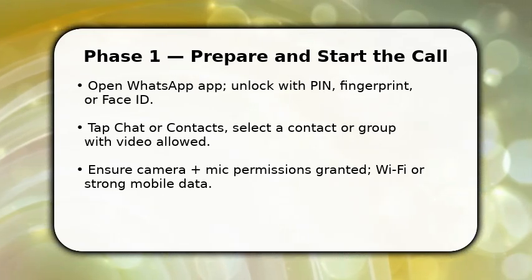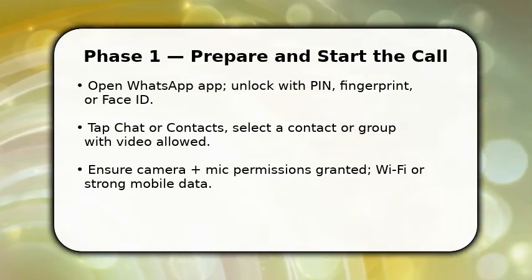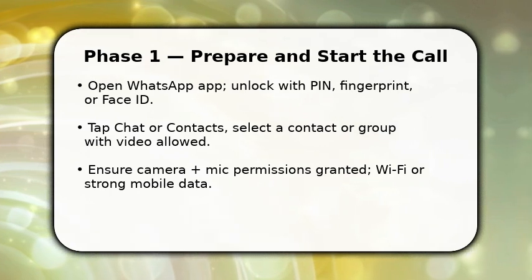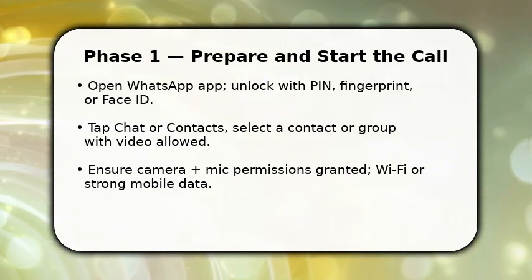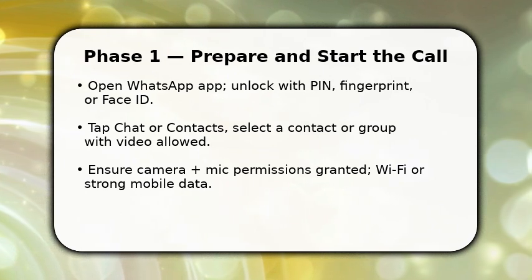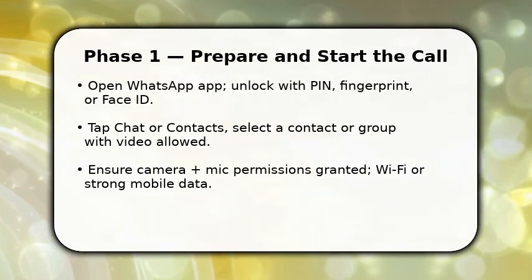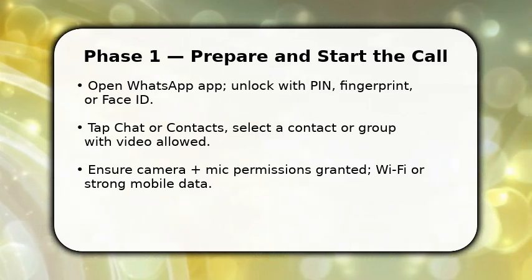You start now by opening WhatsApp and selecting the person you want to call. Make sure your camera and microphone permissions are enabled so audio and video work. Otherwise, the call will only ring. Once you've chosen a contact, tap the video camera icon at the top of the chat. That initiates the video call.